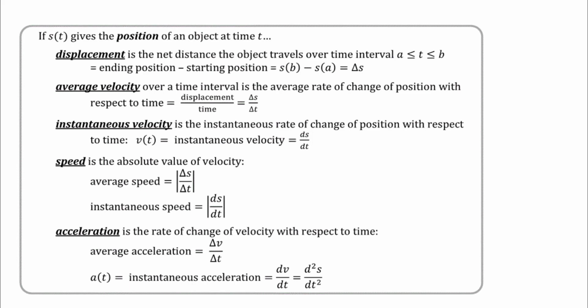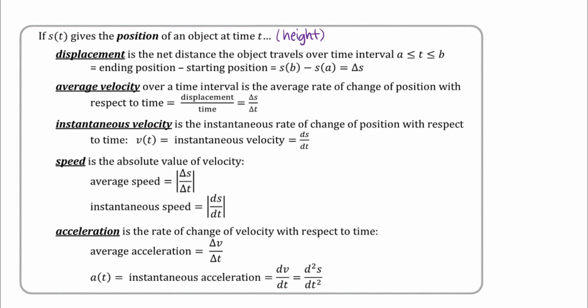If we have a function that gives the position of an object at a particular time, that position might be something like the height of an object that's being thrown into the air. We could talk later about motion in different directions as well, but for right now most of the problems are about the height of an object at a particular time t. A couple of vocabulary words here. Displacement, that's just the change in position.